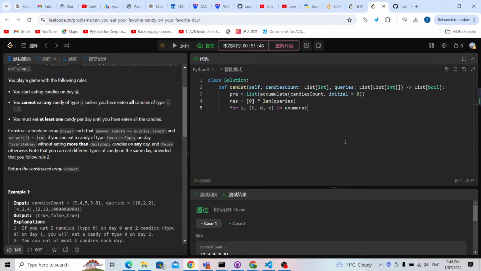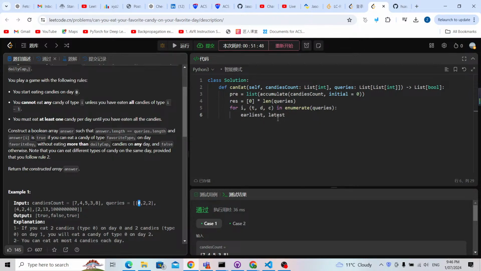Enumerate the queries. I want to prepare two variables that are going to be very helpful for us to understand the problem. So I'm going to prepare the earliest day and the latest day we're going to eat the current type of query. For example, the earliest day for the first query, we're going to finish eating the type of 0. The latest day to eat type of 0 query.